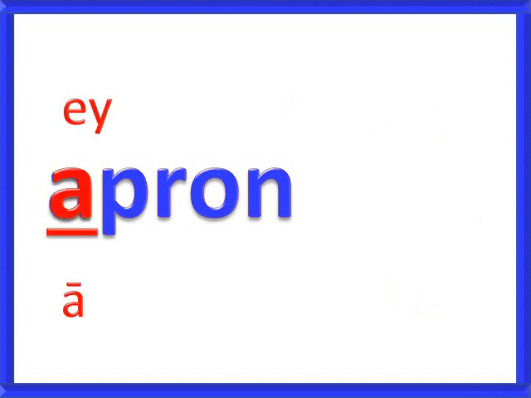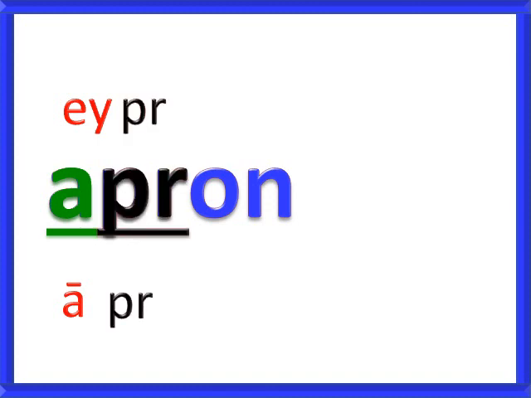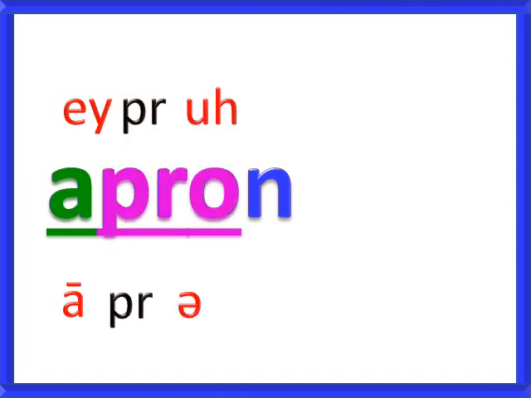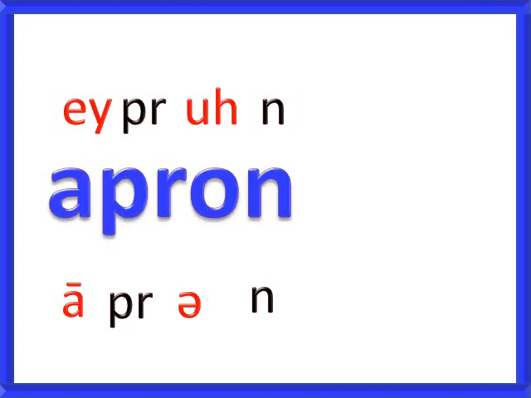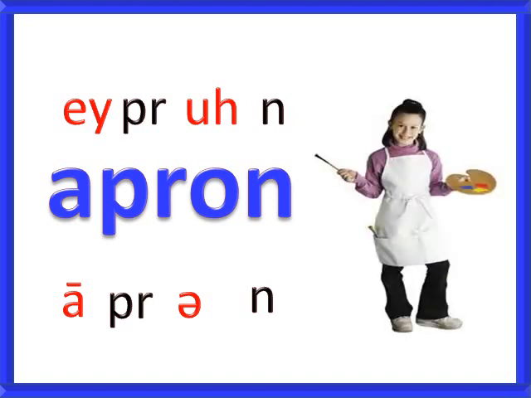Apron. A, per, pra, pran. Apron. Okay, now an apron is something that you use when you don't want to get your clothes messed up. You put on an apron. Like you see this little girl right here. She put on an apron because she's painting, so she doesn't want to mess her clothes up.